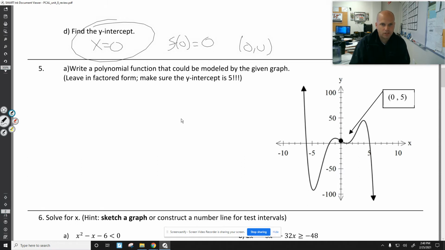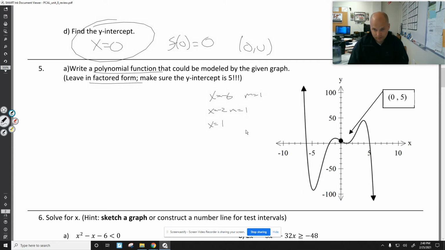Write a polynomial function that can be modeled by the given graph, leaving it in factored form. Make sure the y-intercept is 5. This is the same deal as what we just did earlier. We got x equals negative 6, multiplicity is 1. We got x equals negative 2, the multiplicity is 1. We got x equals 1.